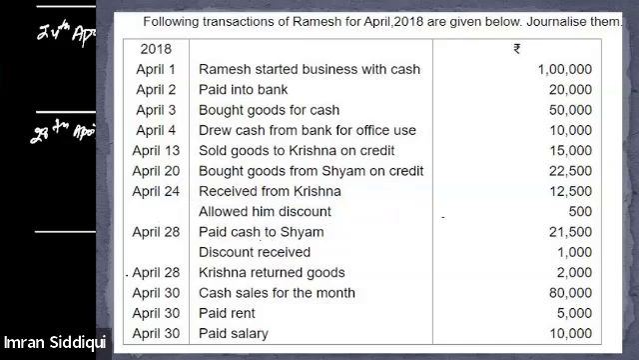Now April 28 transaction. Krishna returned goods. Earlier we have purchased goods. See, when we purchase goods, we pass this transaction, purchase account debit to Krishna. We must have passed this transaction, purchase account debit to Krishna. Now we are returning goods to Krishna. So what should be the journal entry? We will do the opposite entry. At the time of purchasing the goods, we must have passed the journal entry, purchase account debit to Krishna.